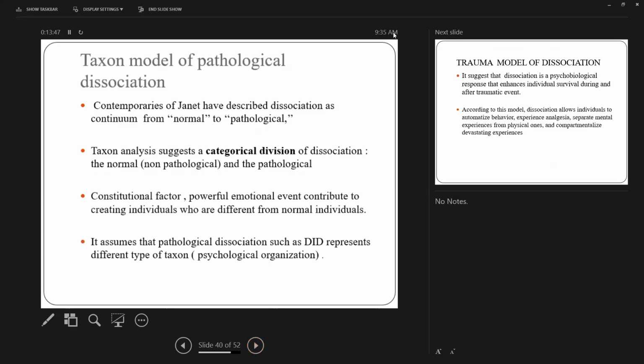Now, there is the taxon model of pathological dissociation, which states that taxonic analysis suggests a categorical division of dissociation: the normal, non-pathological, and the categorical. Constitutional factors and powerful emotional events contribute to creating individuals who are different from normal individuals. It assumes that pathological dissociation, such as dissociative identity disorder, represents a different type of taxon.